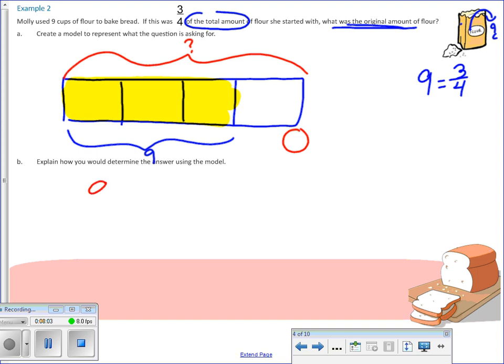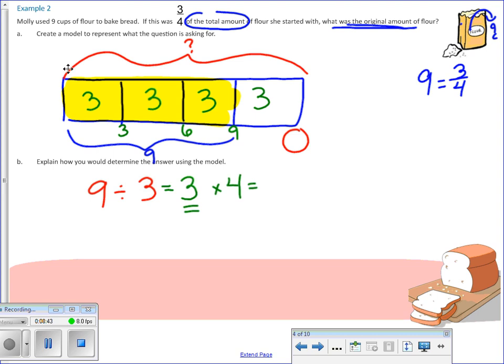So let's see, I have 9. I have to divide it by what? 3. 9 divided by 3. What is 9 divided by 3? 3. So this is 3. That's 6. That's 9. We knew that, because our constant is 3. But now to find my whole, what do I have to do? To find my whole, I have 3 times 4, so that equals 12.